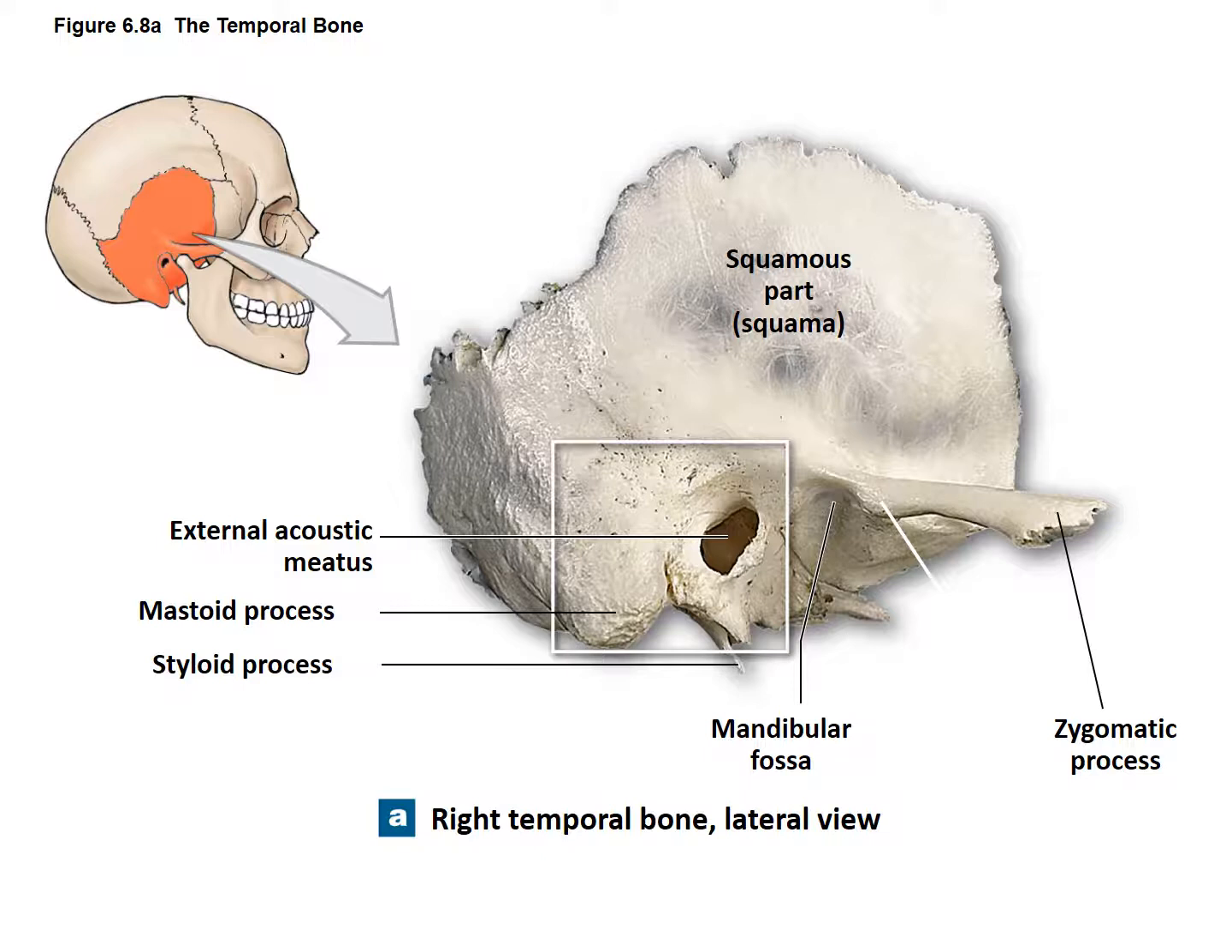We have the mastoid process. The mastoid process is where several muscles attach, including the sternocleidomastoid and digastric muscles. The mandibular fossa is going to be where the mandibular condyle articulates directly. Then we have the styloid process, which is a long, sharp projection where several muscles and ligaments attach, including the stylohyoid muscle.